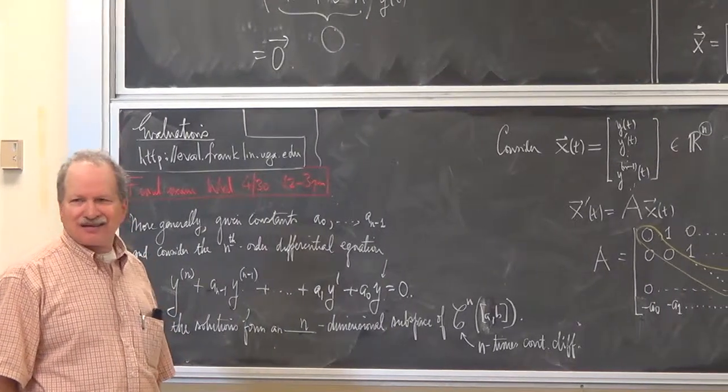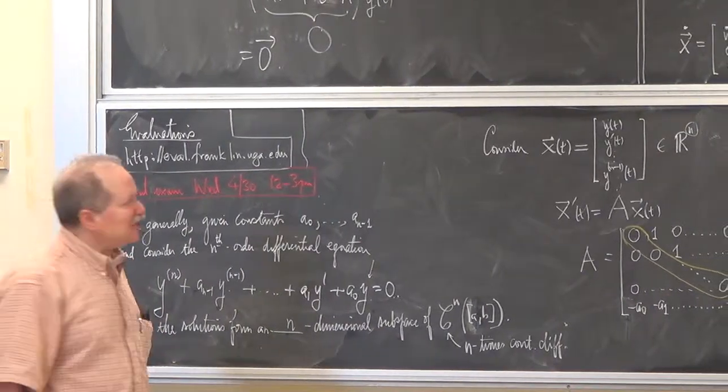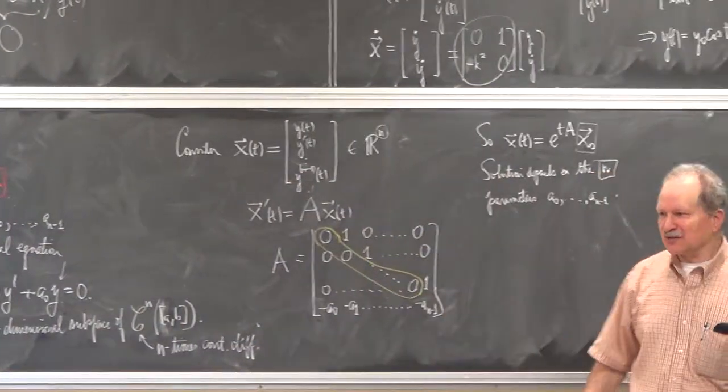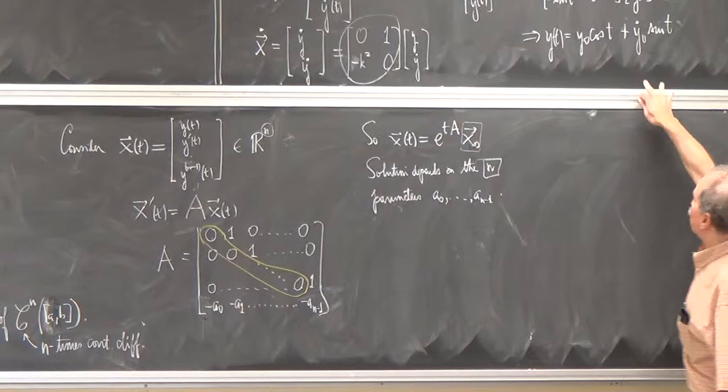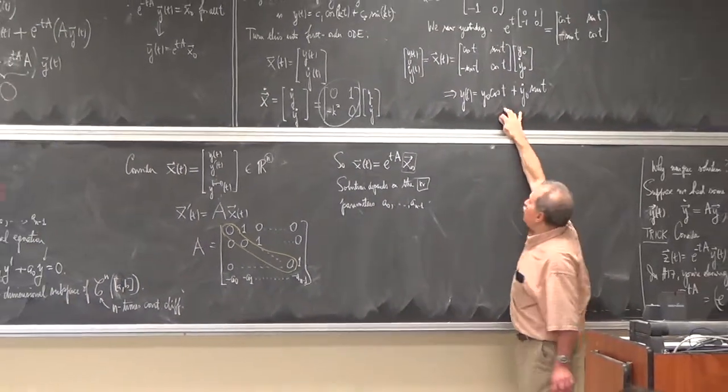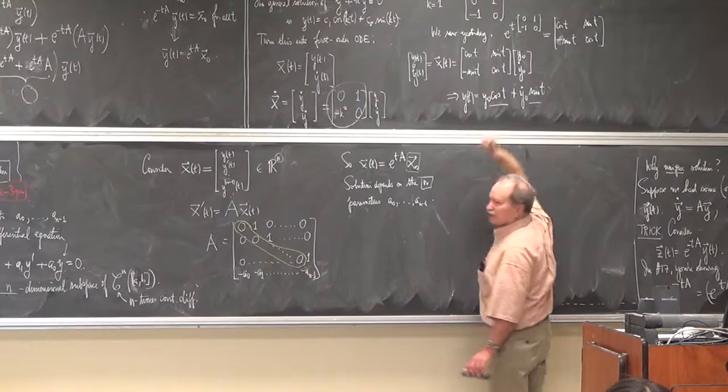Now, you didn't stop and ask me, and I'm quite appreciative that you didn't, but you didn't stop and ask me why this was a two-dimensional vector space in this case. How do I know that this function and this function are linearly independent?